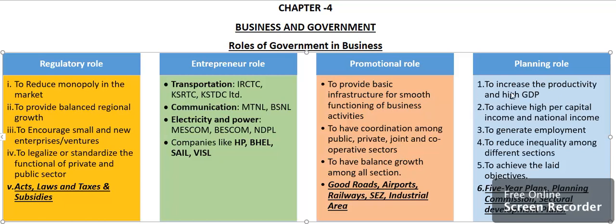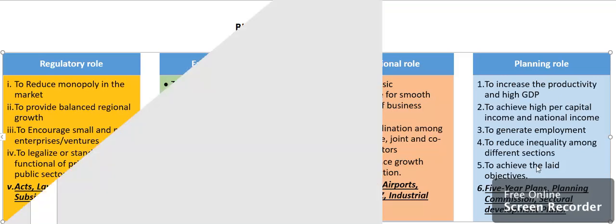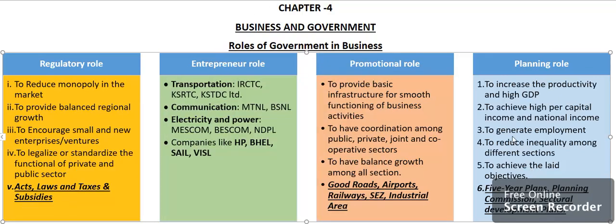Coming to the last one, that is planning role. What are the plans made by the government? Let's say, for example, 5-year plans or planning commissions or sectoral development plans, for example industrial development plans or textile development plans. These plans are implemented by the government to increase the productivity and improve the GDP of the economy.